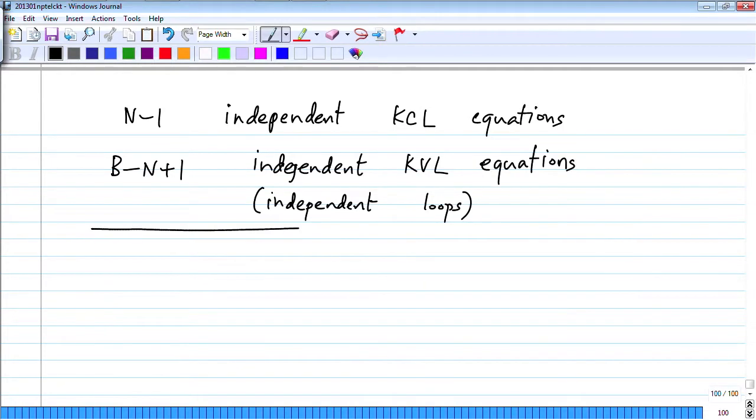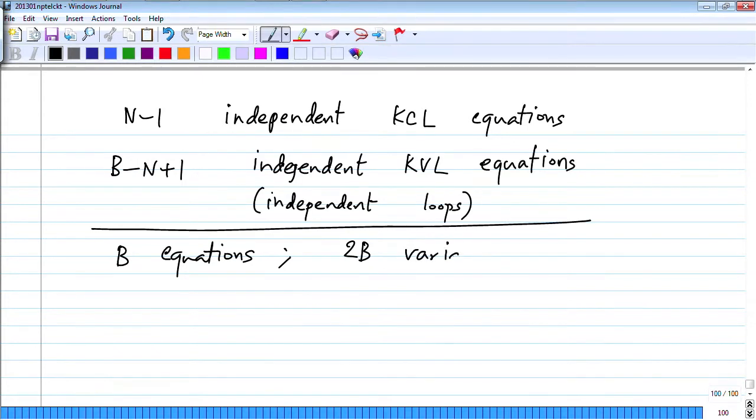Okay, so we have a total of b equations. But we had 2b variables, right? B branch voltages and b branch currents. So we need b more equations. Where will they come from?